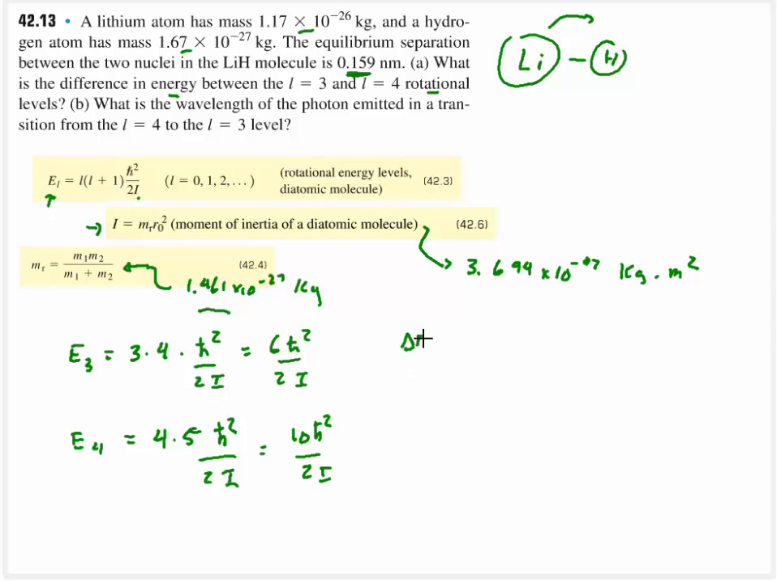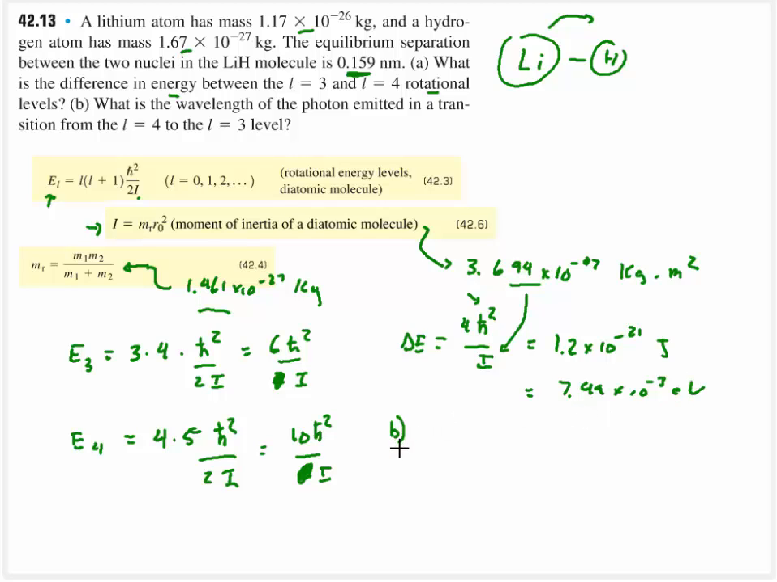Now, pretty straightforward. Delta E is going to be equal to E4 minus E3, which is 10 minus 6. I've got my little 2 right over there, sorry about that. That should be equal to 4 h bar squared divided by 2I, and now I know all these. I can plug it in right there. h bar is just h divided by 2 pi. If you want to use the joule version of it, it's going to work its way out to be equal to 1.2 times 10 to the negative 21 joules. Or you could do the electron volt version, and you're going to get 7.49 times 10 to the negative 3 electron volts.